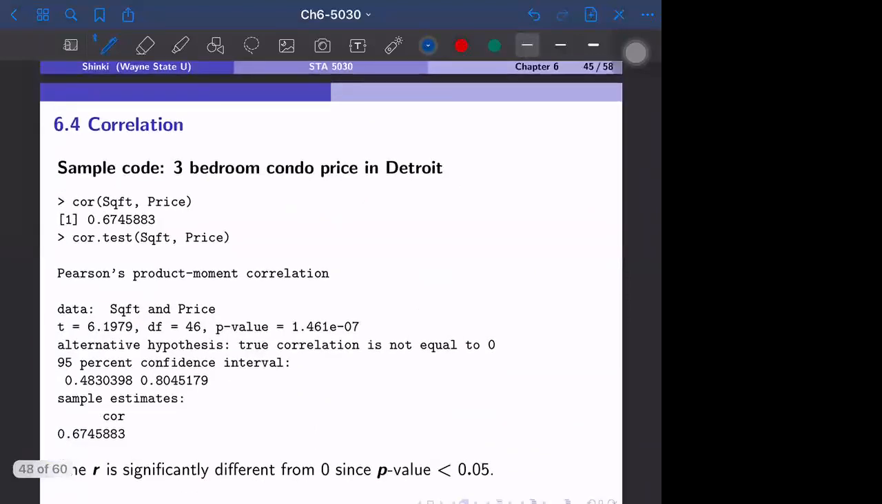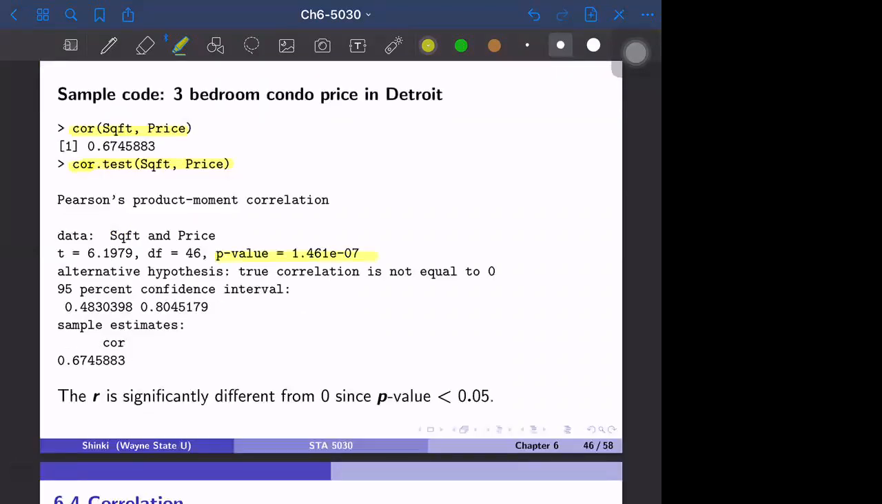This is the sample code for the condominium price in Detroit. The correlation is actually 0.674. You can see in an earlier slide how strong the relationship is. Then if we test the correlation between these two, we get some numbers. This is actually not Fisher's transformation, and it uses a different test. But it returns a very small p-value, so it rejects the null hypothesis. This uses a different approximation.